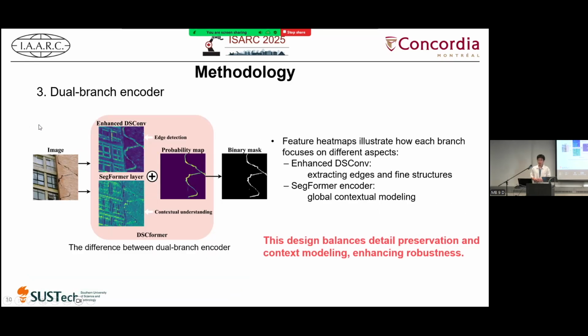And to analyze what each encoder learns, we visualize the feature maps. As you can see, the enhanced dynamic snake convolution has a strong ability to extract edges and fine structures. In contrast, the SegFormer encoder provides a uniform activation and is less biased toward edges. So this shows the complementary strengths of the two branches.